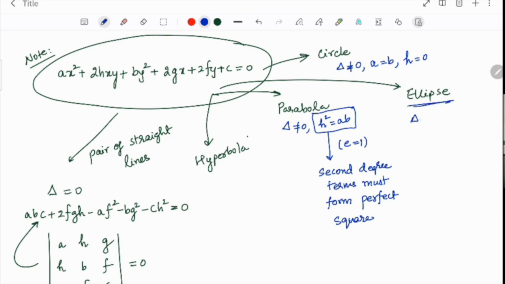For an ellipse, we should not be able to break this equation down into two lines, and the h² value is less than ab. We will derive that when I discuss the ellipse chapter. For a hyperbola, delta is not equal to 0 and the h² value is greater than ab. This is like saying eccentricity greater than 1, and the ellipse is like saying eccentricity between 0 and 1. Now, don't worry about the ellipse and hyperbola conditions because we are only currently dealing with the parabola chapter.